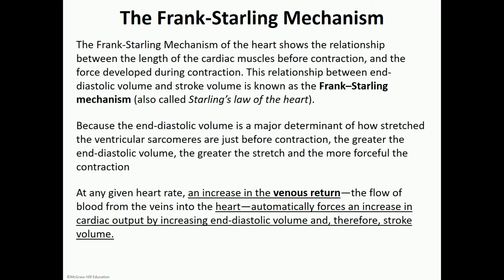So the more you stretch the cardiac muscles, the stronger the force of contraction, but again, it's up to a limit. So at any given heart rate, if you increase the venous return, that means you're increasing your end-diastolic volume, or in other words, you're increasing your preload of the heart. Now you're stretching these heart muscles. That is going to lead to an increase in cardiac output due to the increase in that end-diastolic volume, increasing the force of contraction and increasing your stroke volume.